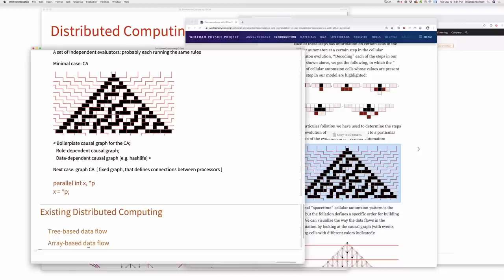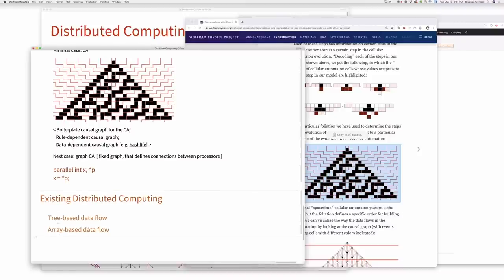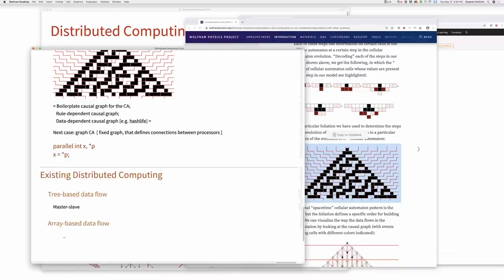Sure, yeah. Okay, what other examples do we have here? Those are two examples that we understand very well. That's master-slave; fork join is often the way that's thought about. Okay, can we give some concrete examples of that? I would put that under tree-based data flow. In fact, recursion is the same thing.